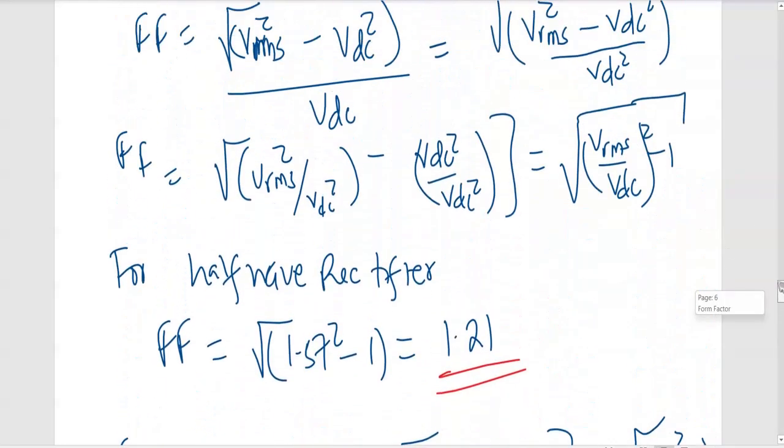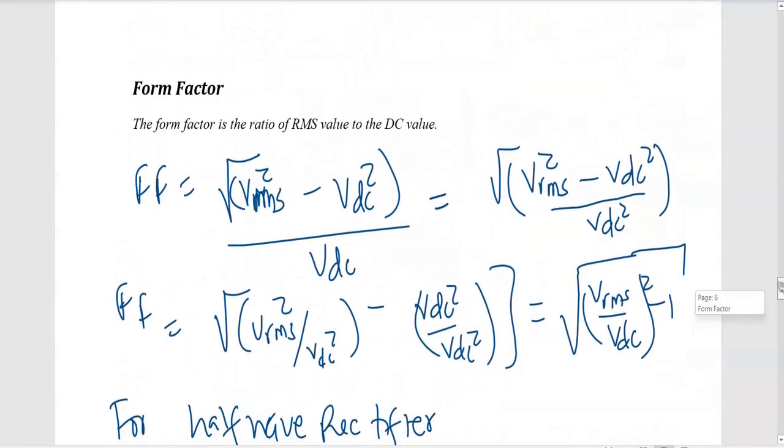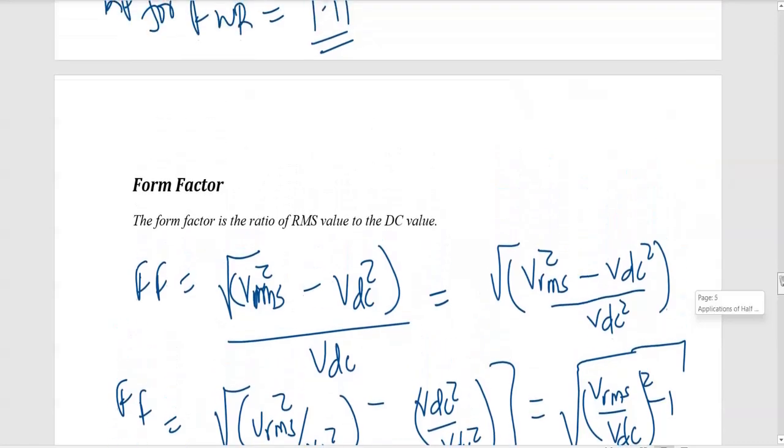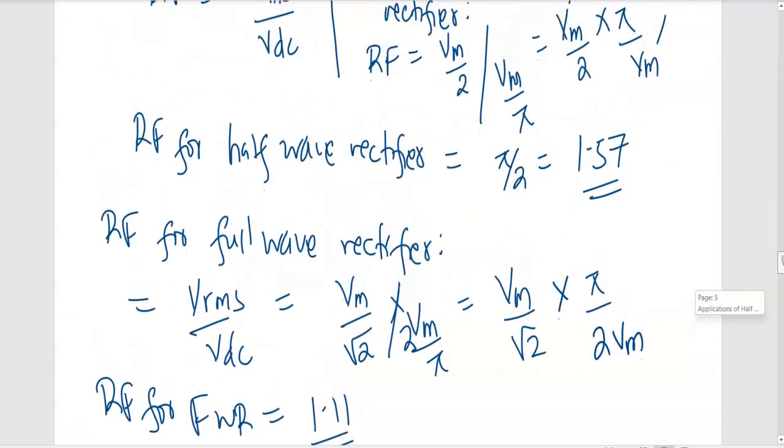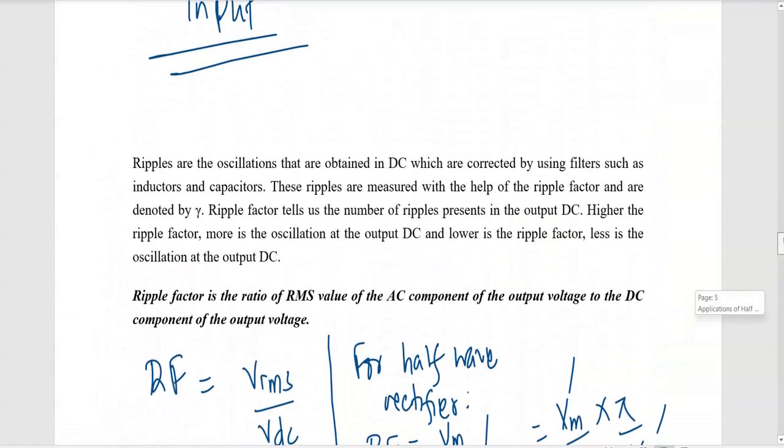So in this video, we have seen how we can get the form factor for both full wave rectifiers and half wave rectifiers.